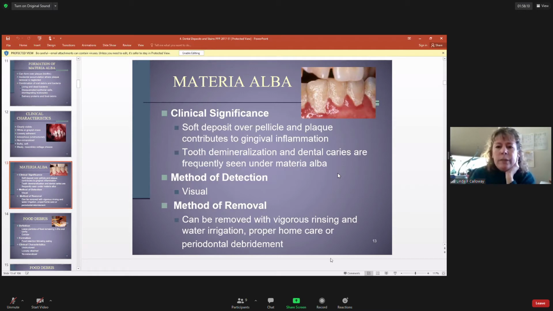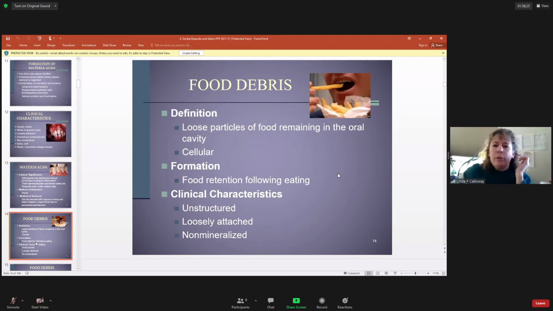So if something can be removed with vigorous rinsing, it's not adhered to the tooth. It's loosely attached, but it can cause gum inflammation and demineralization. So this is what I was talking about with food impactions, the food debris. This is not materia alba, but you would put it in the materia alba category and then further define it if it's an impaction site, because this is also loose particles, but this is food remaining in the oral cavity. It's cellular. In other words, there's bacteria that grows in it.